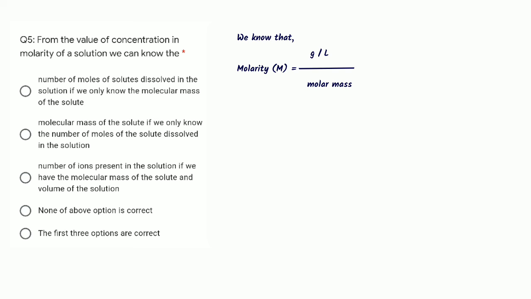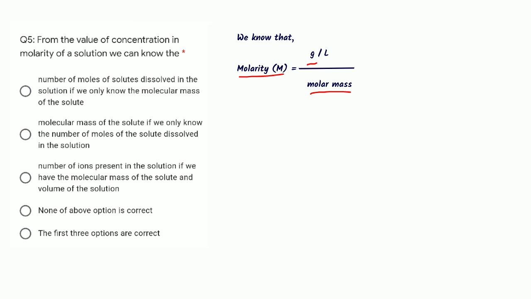Here in this option it is given that if we know the molarity and the molar mass of the solute, then we can calculate the number of moles of solute dissolved in the solution. No, it is not correct, because if we only know the molarity and the molar mass, then we cannot calculate the gram G. This G represents the weight or mass of the solute which is dissolved in the solution.